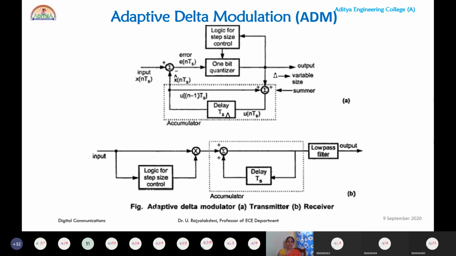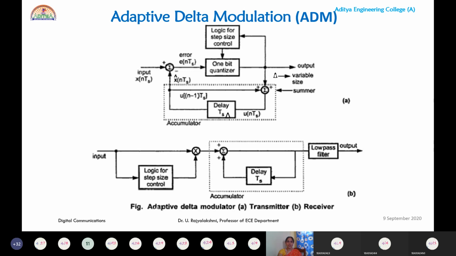Any one of you? In the last class, we discussed the delta modulation transmitter and receiving circuits. So what is the additional block added here in order to vary the step size? Can any one of you respond? Please observe the circuit of this ADM transmitter.